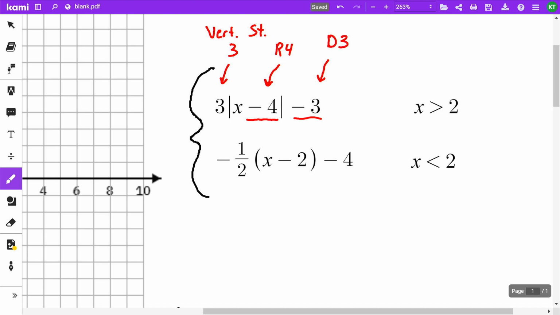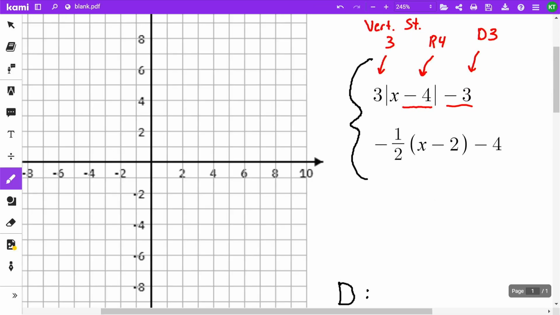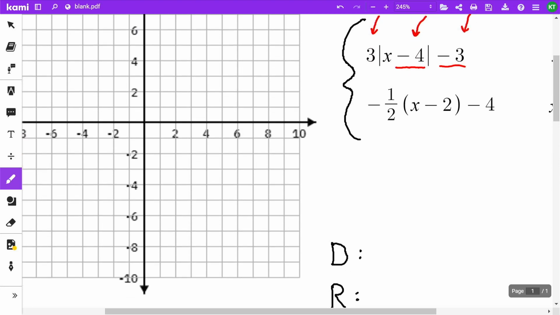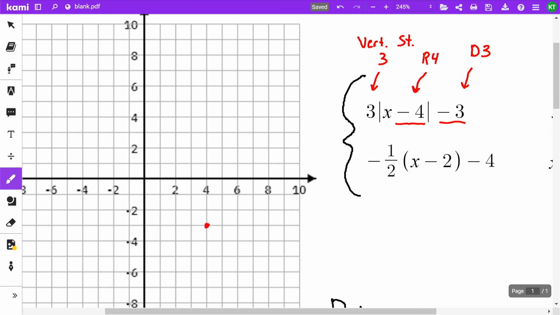And so this will give me the vertex of my absolute value. This will also give me my slope. So if I plot the point (4, -3) based off of my transformation rules, that will give me the point right here. And then again, I know my slope is 3, so I'm going to be going up 3 over 1, like here, and like right here.